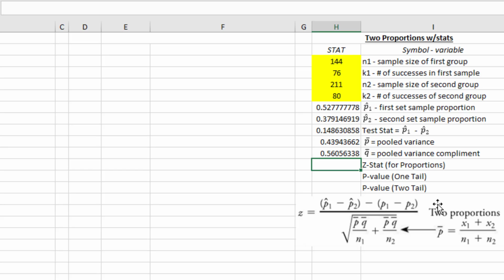99.9% of the time, the null assumption is that there's no difference between those two population proportions. So when you do P1 minus P2, you just get 0. And then when you subtract 0, you're not doing anything. It's not making any change.